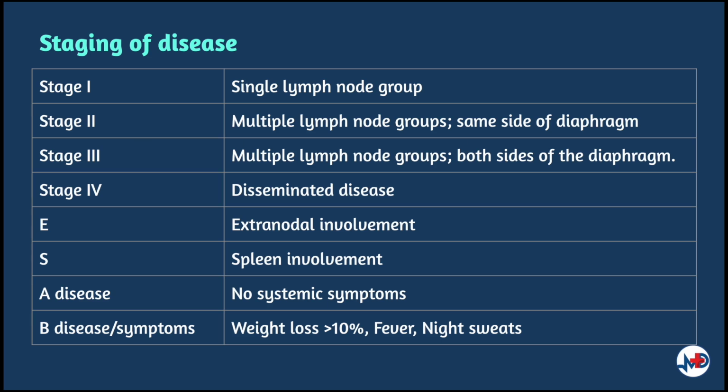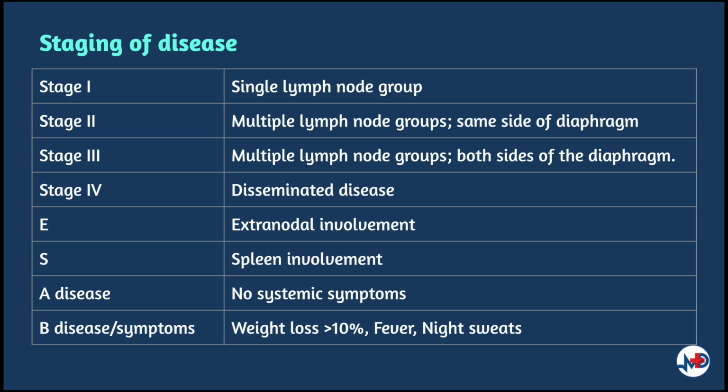Ann Arbor is most commonly used for staging patients with non-Hodgkin's lymphoma, divided into 4 stages. In stage 1, only a single lymph node region is affected. If there is localized involvement, a single extranodal site is staged as 1E. In stage 2, 2 or more lymph node regions on the same side of the diaphragm are involved. In stage 3, lymph node regions on both sides of the diaphragm are involved.